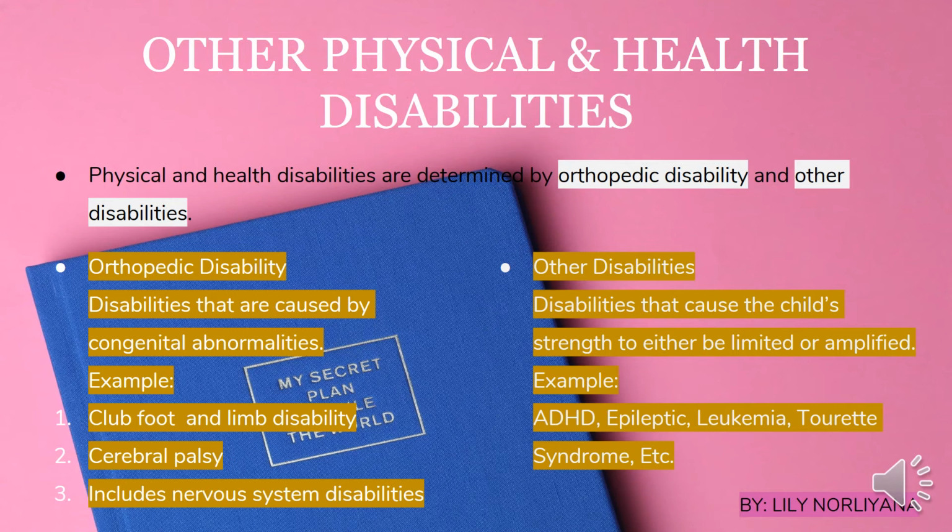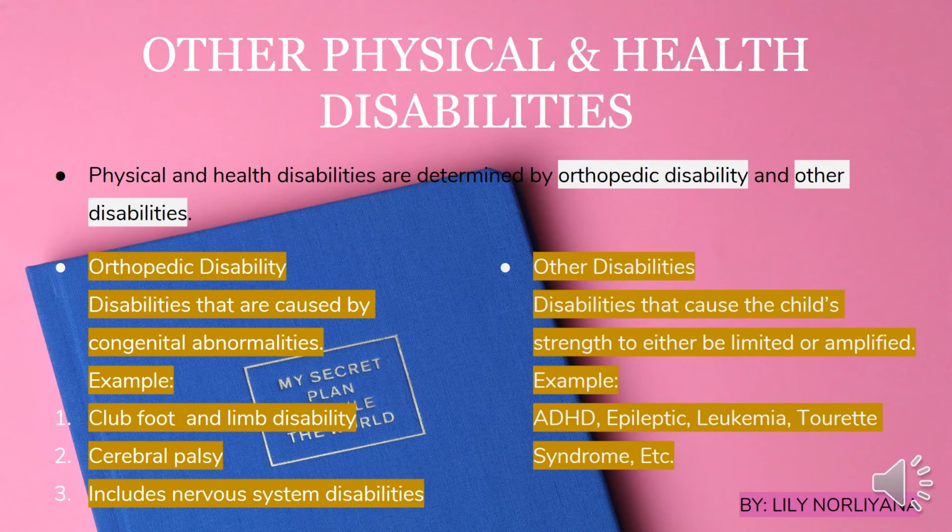They need a special classroom environment, or a classroom environment that has been modified with assistive technology and mobility and also therapeutic services. So, in this other physical and health disability, there are two categories. The first will be the orthopedic disability, which is disability caused by congenital abnormalities, for example, clubfoot and limb disability, cerebral palsy, and includes nervous system disabilities.